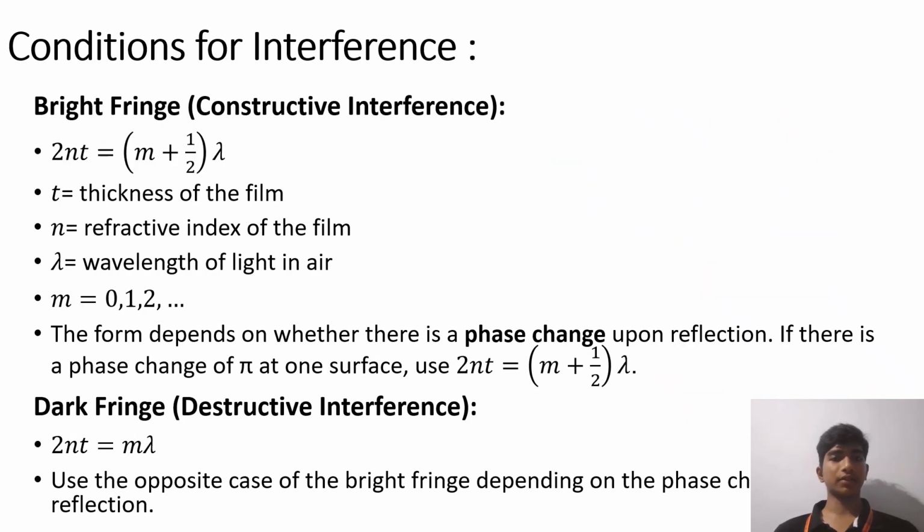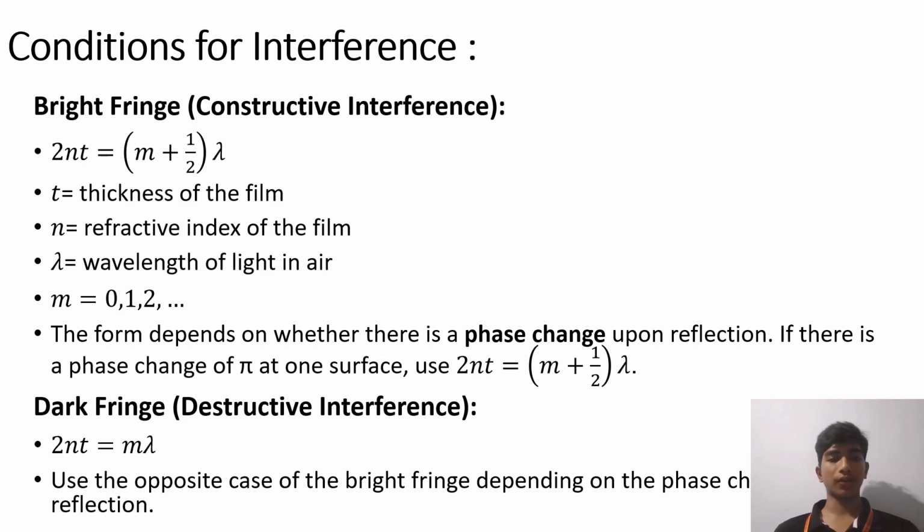And coming to the conditions for the interference. Condition for bright fringe: 2nt equals (m plus 1/2) lambda. Here, t equals thickness of the film and n equals refractive index of the film, where lambda equals wavelength of light in air and m equals 0, 1, 2 and so on.